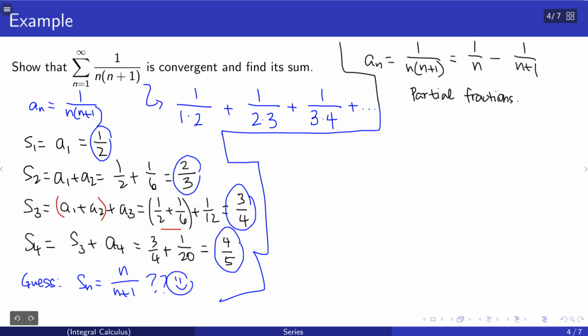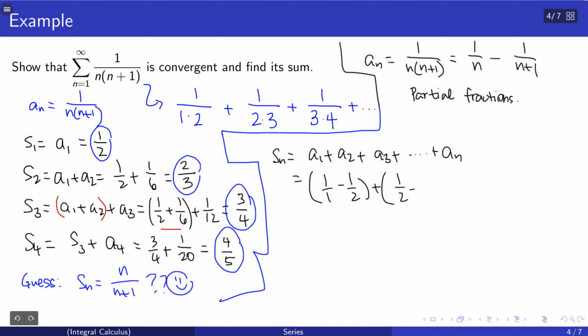And so, when you try to write out S sub n, well, this is a sub 1 plus a sub 2 plus a sub 3 all the way to a sub n. What's a sub 1? Well, using this decomposition, now I can write this as 1 over 1 minus 1 over 2. A sub 2 is 1 over 2 minus 1 over 3. A sub 3 is 1 over 3 minus 1 over 4, and all the way to 1 over n minus 1 over n plus 1.